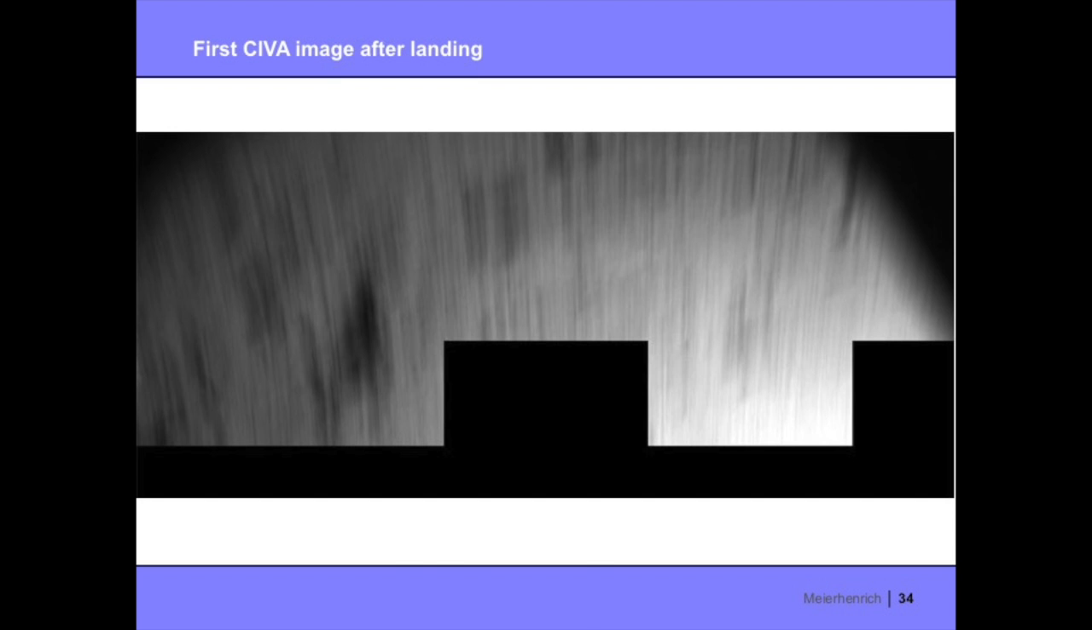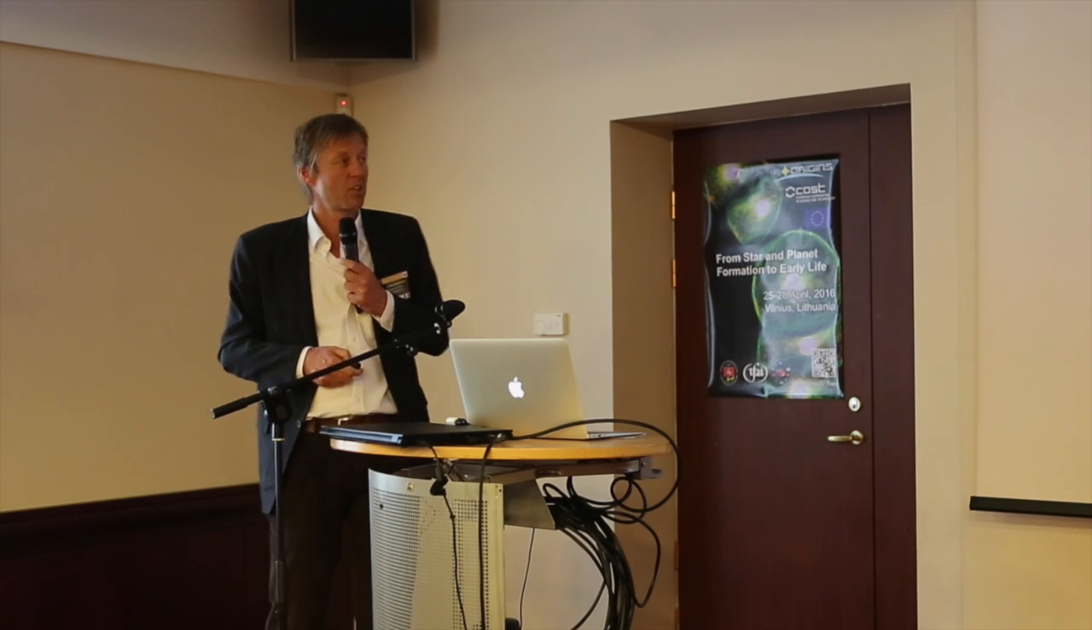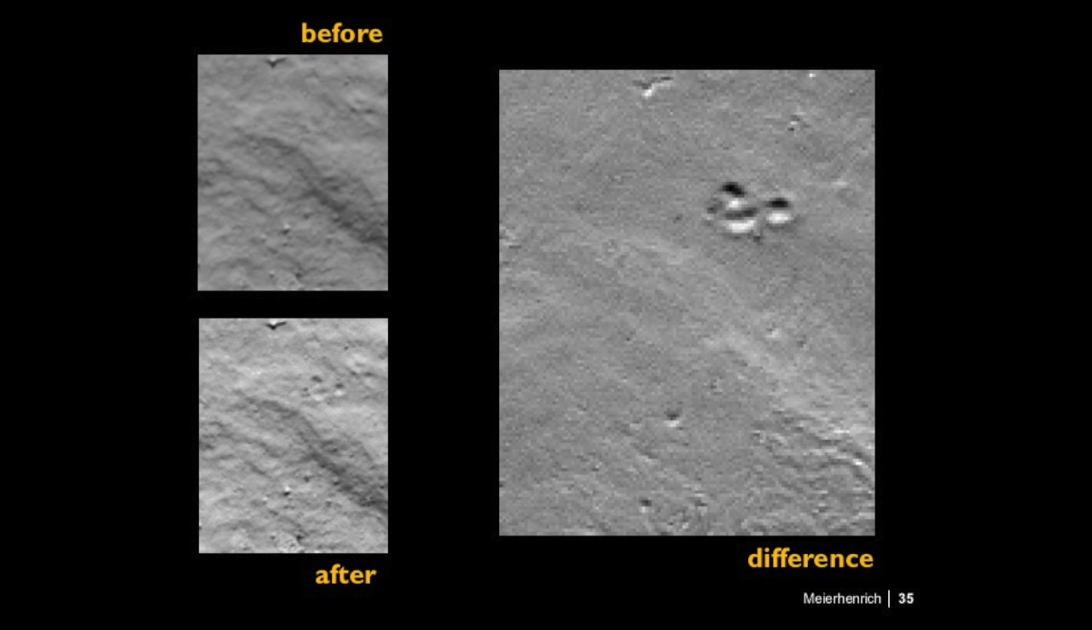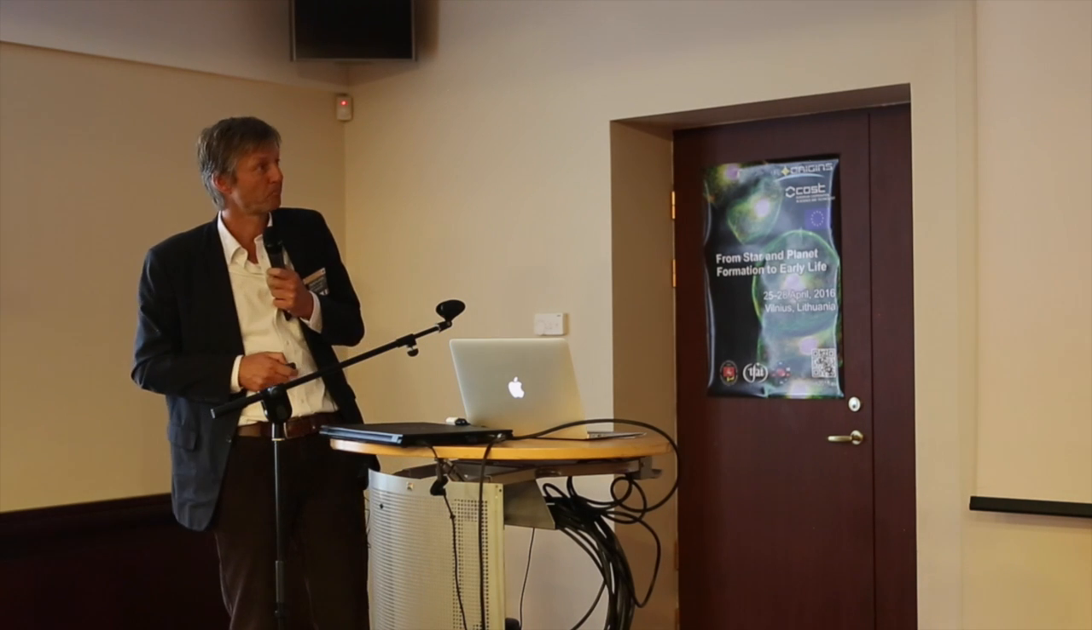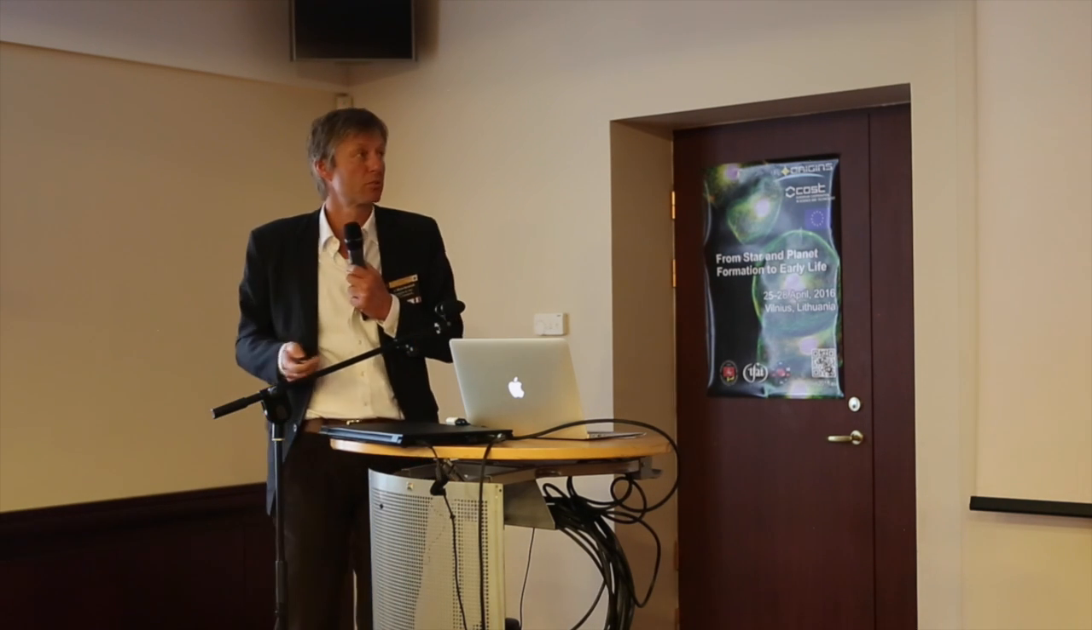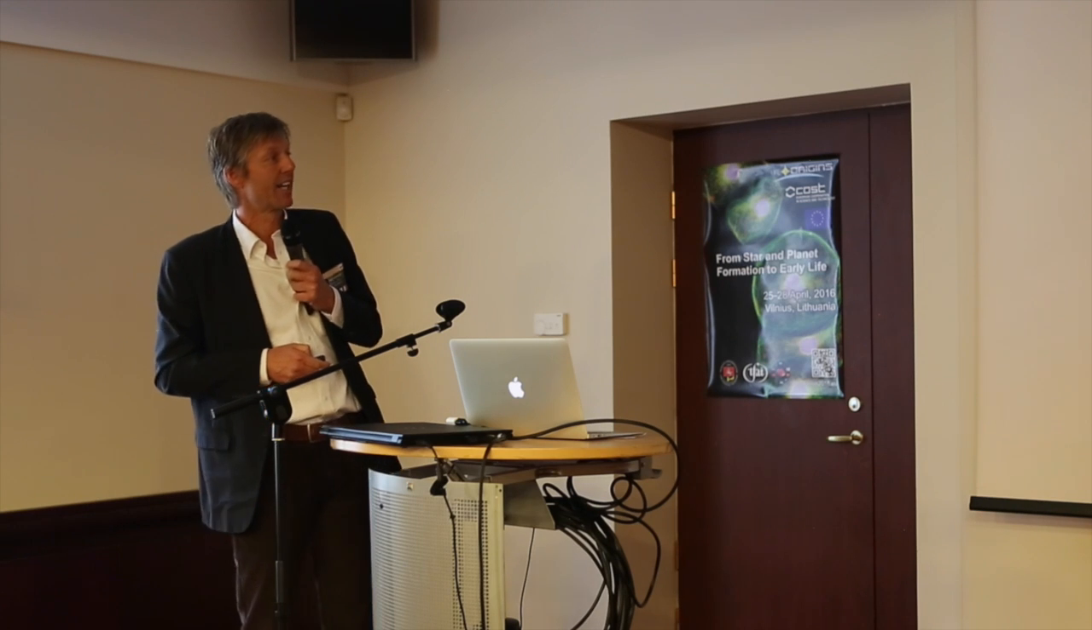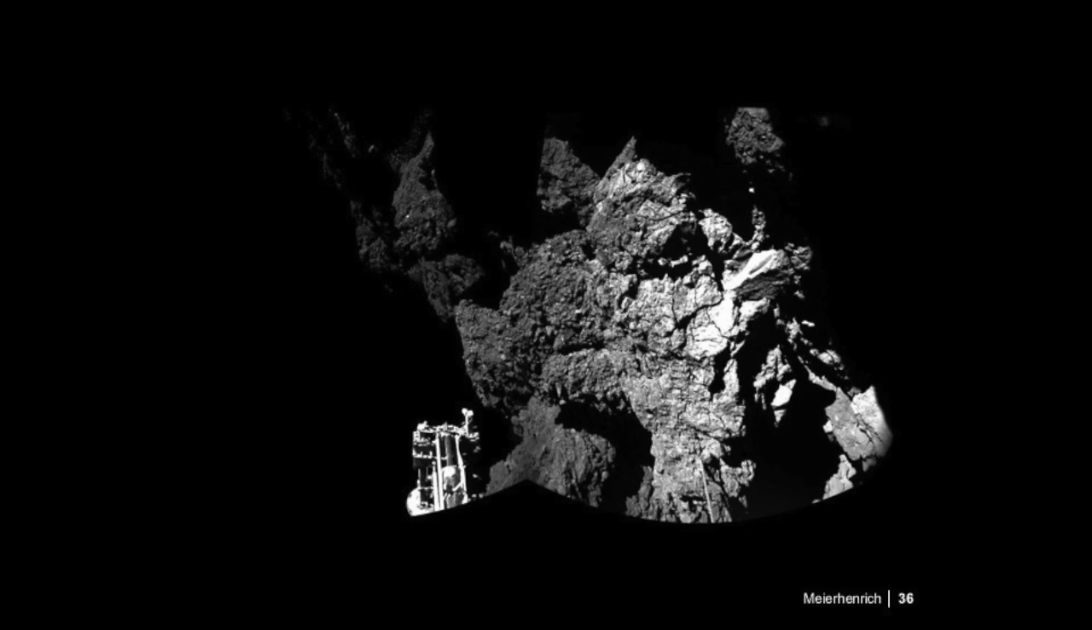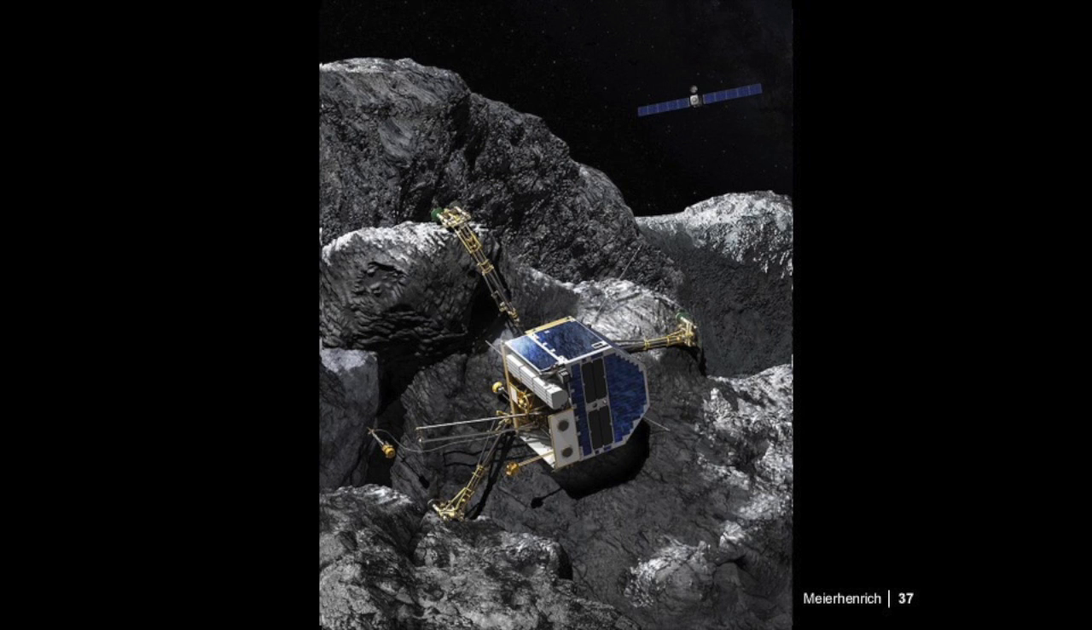And we saw that image from the OSIRIS cameras of the Rosetta orbiter. This was before, this was after. You take the difference and you see the 3 dots on the cometary surface, but the Philae lander is missing. So it was hopping for about 2 hours. This was then an image taken after the final landing, on Wednesday, November 12, 2014.